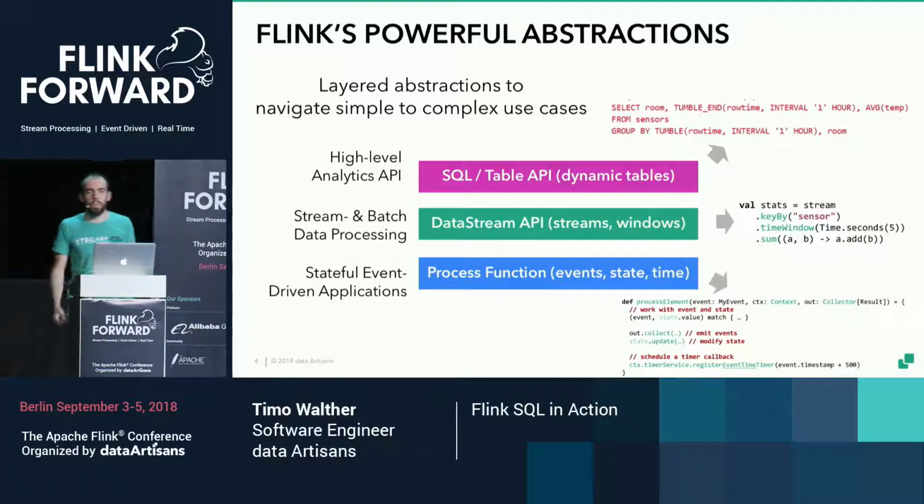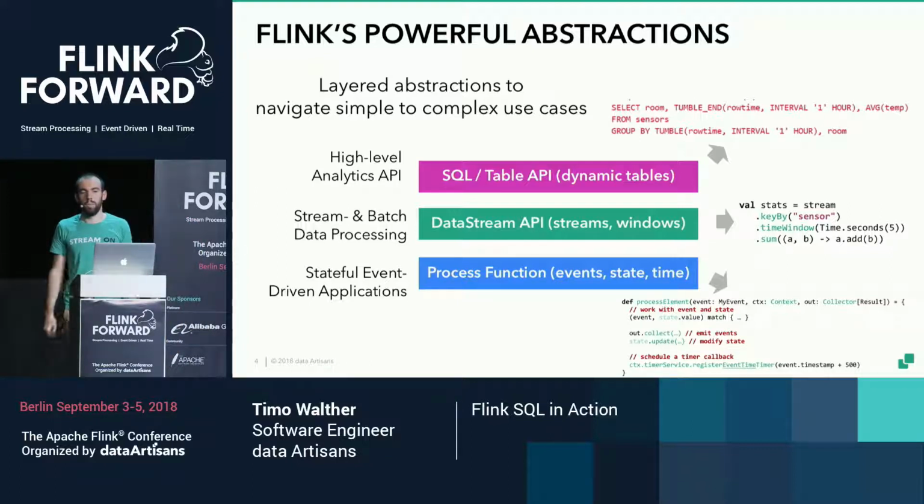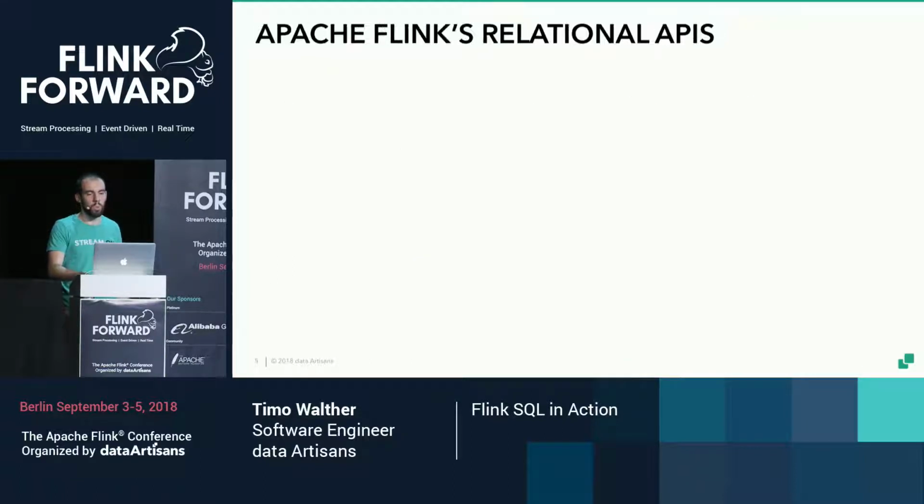But actually, there is also a new API on top of the data stream API, which I'm going to talk about now. So we have two relational APIs, a SQL and a table API. Compared to the data stream API, this builds around the concept of a dynamic table, so that you can imagine a stream as a table, basically.